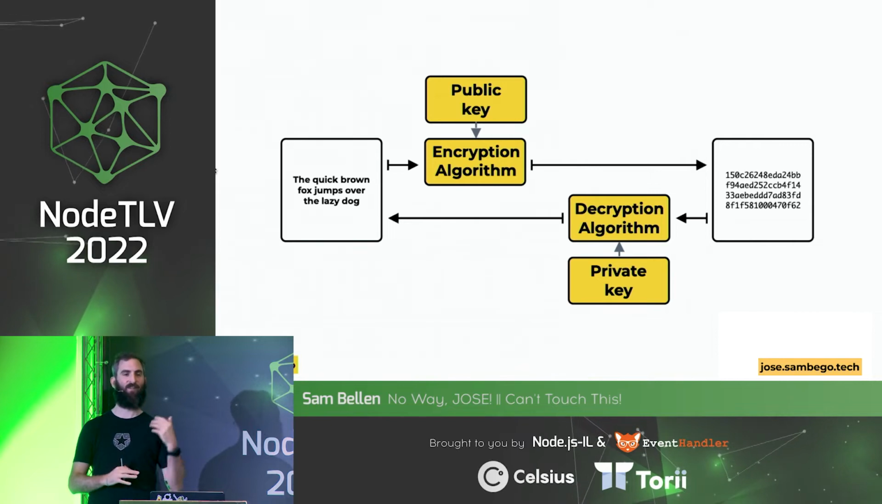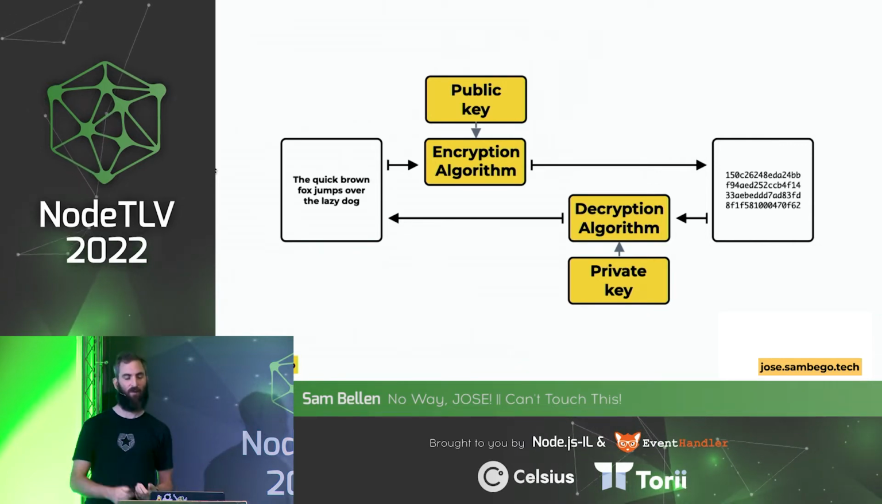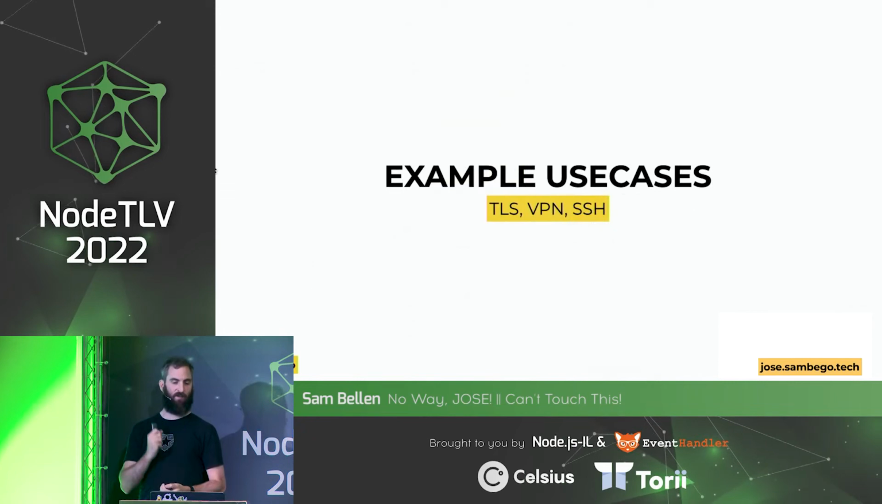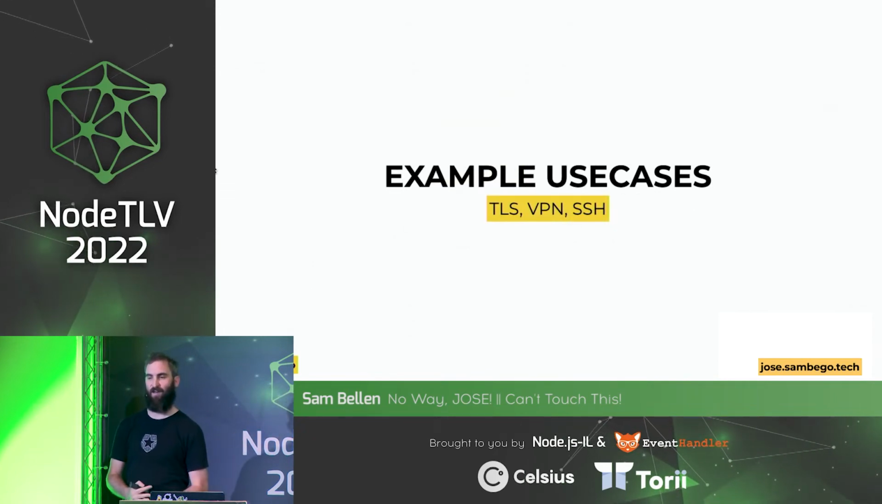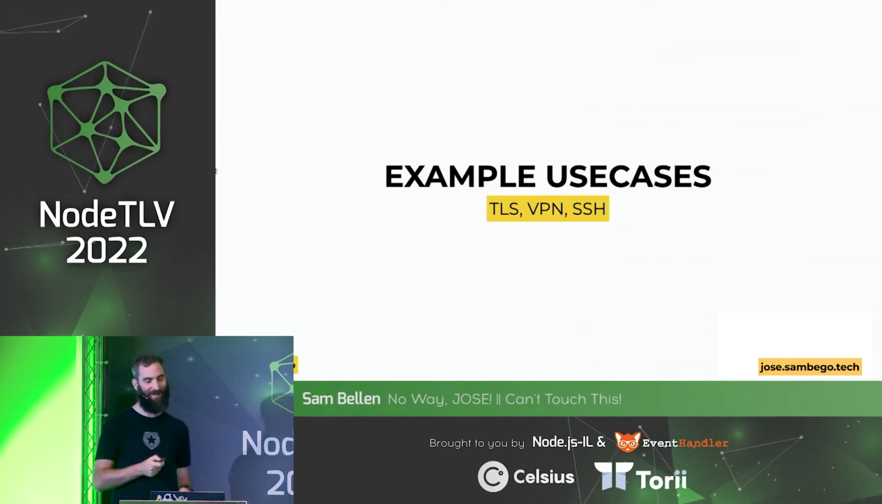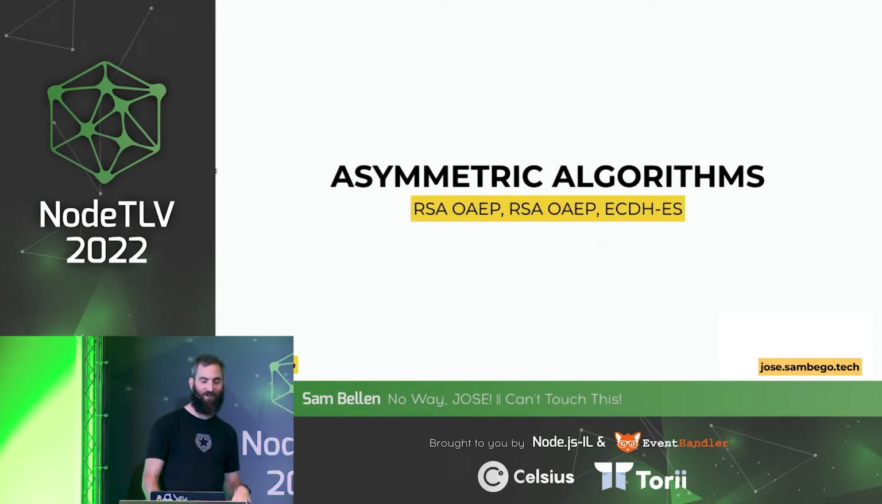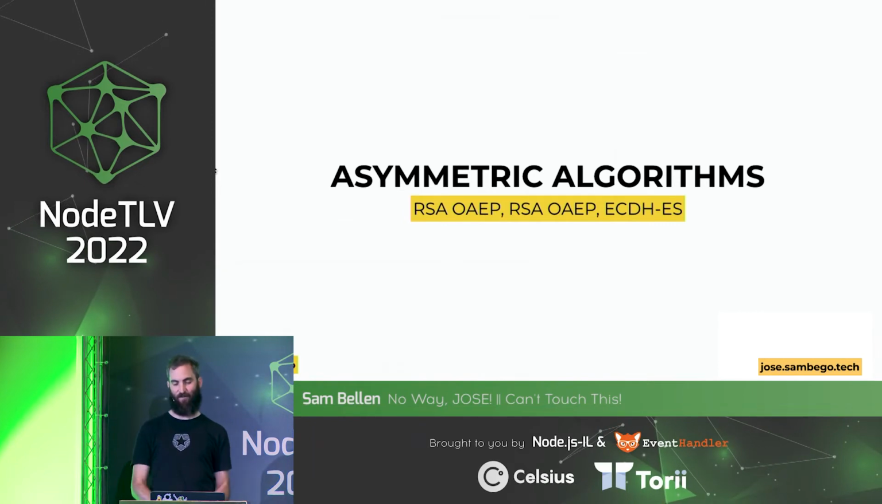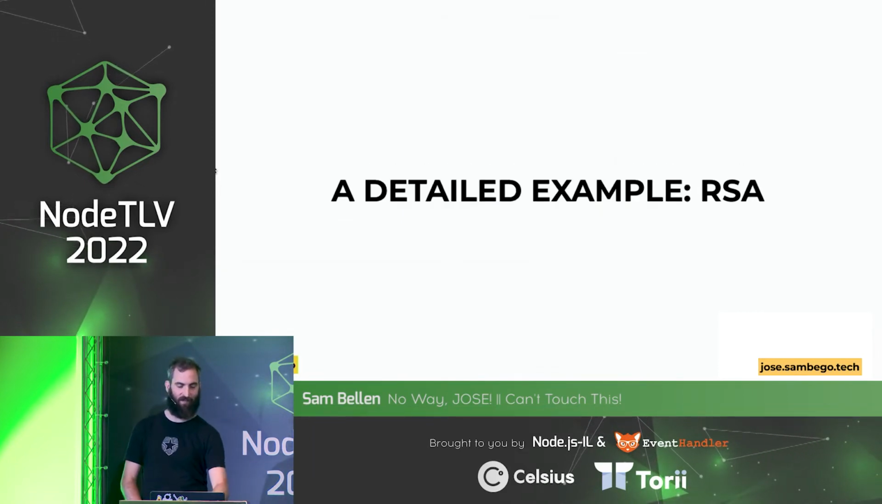So that's the difference between symmetrical algorithms and asymmetrical algorithms. Some example use cases are TLS, VPN, SSH, all of these acronyms that we use daily but probably don't know what they stand for, or at least I don't know. Some of the algorithms are RSA, OAEP, and so forth. So let's look at a detailed example.